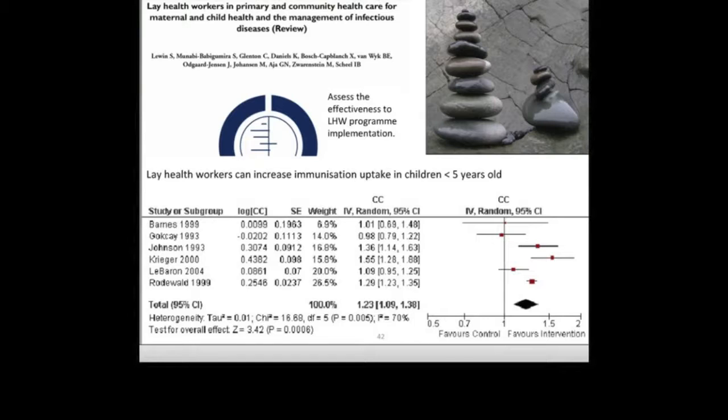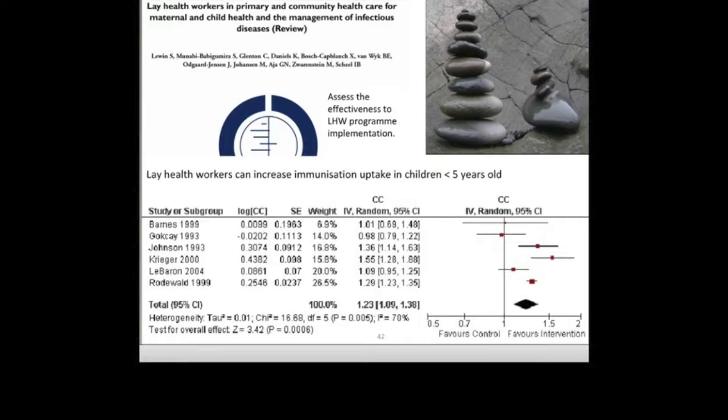And you can see the parallel with the pile of stones here. You see all the individual studies on the left of your screen, the Barnes until the Rodewald study. And then on the right hand side, you see the effect measure for each of these individual studies. And at the end of the plot, you can see this diamond that shows that lay health workers have a positive impact on maternal and child health. So if you look at the individual studies, the picture is much more confusing. Not all of them are on the same side. Not all of them have confidence intervals that fall within the positive area. It's only by pooling them that you get some sort of clear picture of where the true effect may lie.